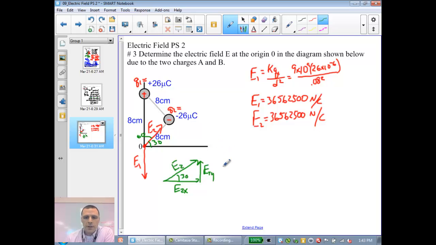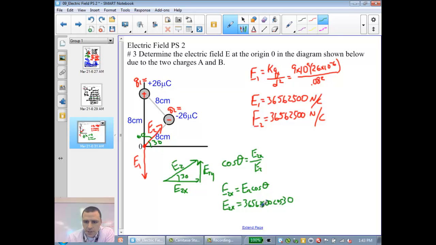I'm going to start by finding the x component. Cosine of theta equals the adjacent side, E2x, over the hypotenuse, E2. E2x equals E2 cosine theta. E2x equals 36,562,500 times the cosine of 30.